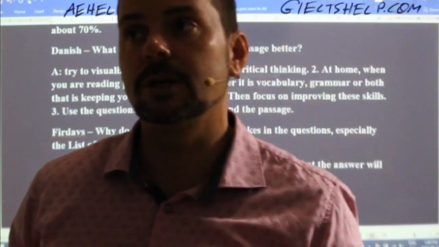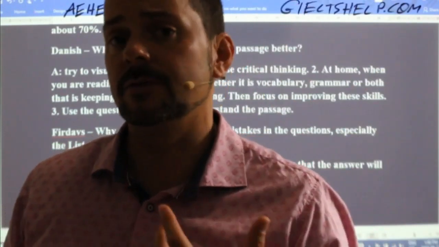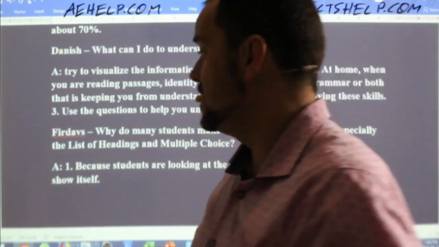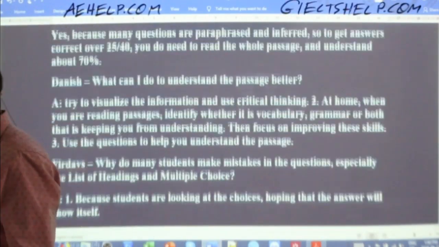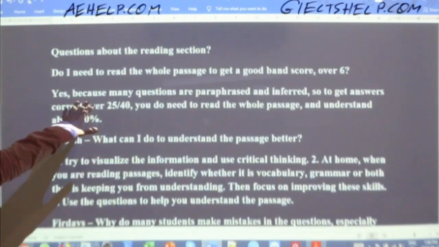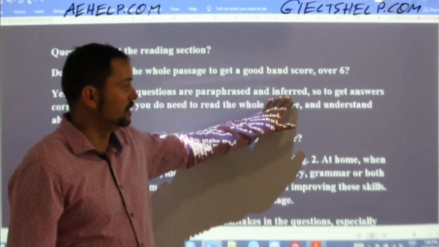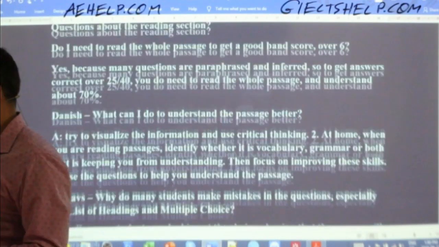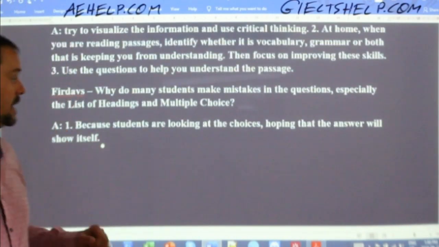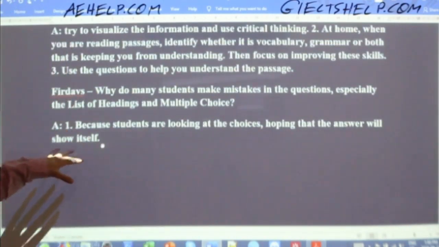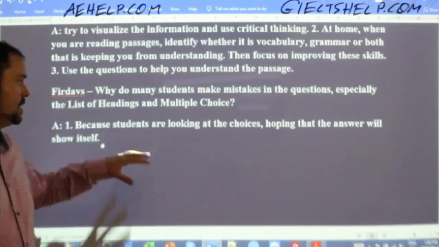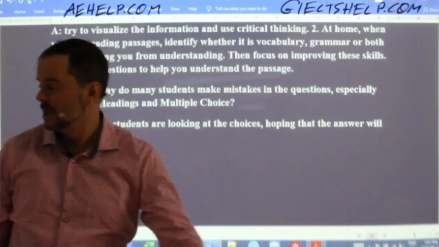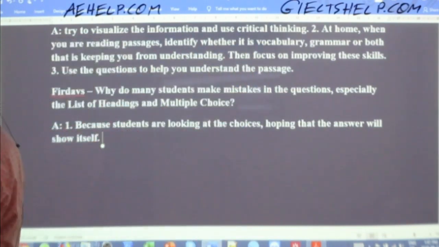And of course, they're looking for matching words. And often, the choices that have matching words with the paragraph are not the correct answers. This is exactly, Ferdovs, what I meant when I said many questions are inferred. So you need to understand the whole paragraph or at least a few sentences. So one reason why students make mistakes in the list of headings or the multiple choice is because they're hoping that the correct answer just leaps off of the page and into their mind. And this is a wrong strategy.